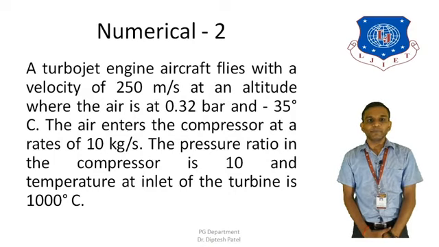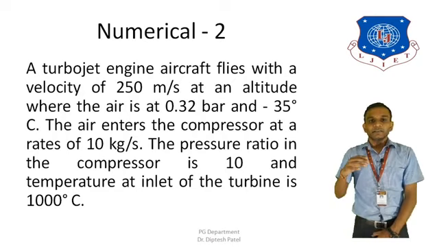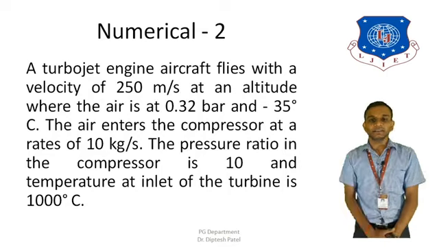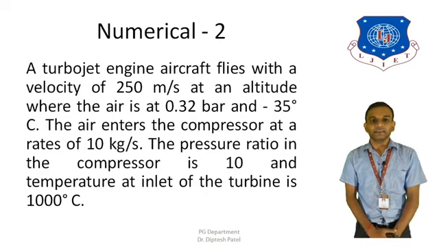So basically the velocity of air is given to us and that is 250 meter per second. The pressure at inlet is 0.32 bar and the temperature is minus 35 degree Celsius. Mass flow rate is also given and that is 10 kilogram per second, and the pressure ratio from the compressor to diffuser is given to us and that is 10. Also the temperature of the gases when it enters the turbine is given and that is 1000 degree Celsius.